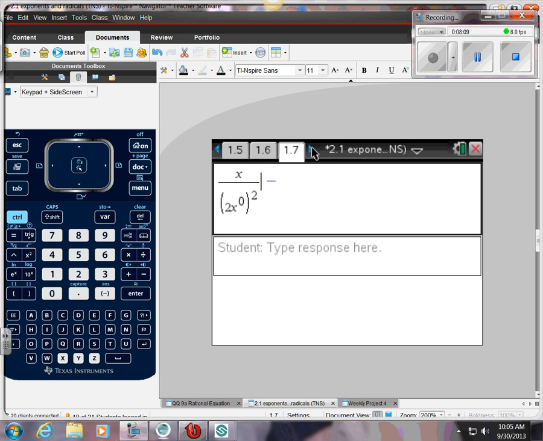Okay, guys. Anything to the 0 power is 1. So this becomes 2 times 1, right? What's 2 times 1? 2. So 2 squared gives us, there it is. You had 2x.